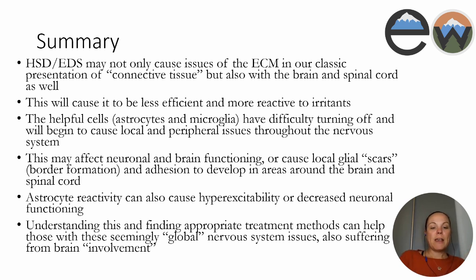And then what's really important is understanding this and finding appropriate treatment methods based on knowing the science and what an individual is presenting with, and then how to access a treatment point. Because if we can figure out what these global nervous system issues that seem to be everywhere are actually coming from, with the brain involvement and the central nervous system and the astrocytes and the microglia, we're going to have a better effect in treatment and more precise and possibly more options to play with as well for the individual.